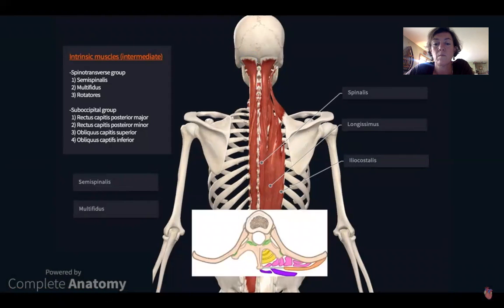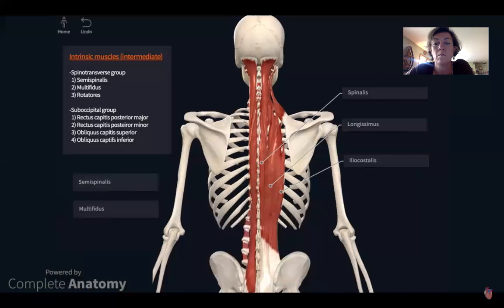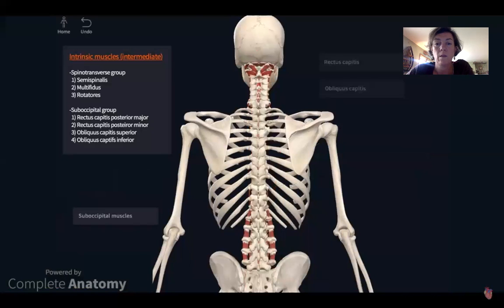If we return to the schematic, we can see the arrangement of this muscle. Generally speaking, semispinalis is located here, multifidus is here, and finally rotatorus is here. I will remove the spinotransverse group to focus on the suboccipital.